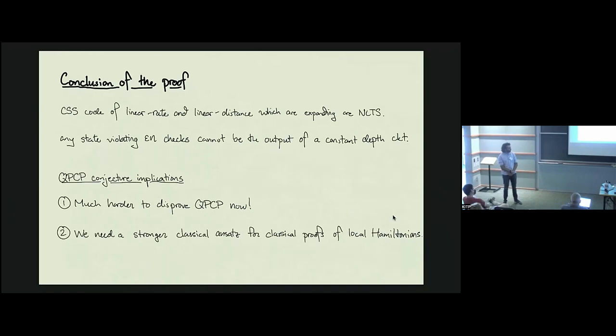It's saying that this one simple way of disproving the quantum PCP seems to be false, but maybe there are other classical ansatz that we need to understand, which sort of explain classical proofs of local Hamiltonians. So that's something I am actively exploring at the moment. And with that, I'll end. Any other final questions?